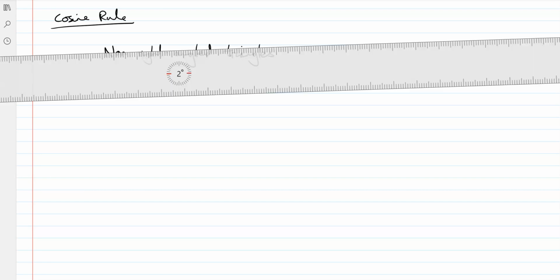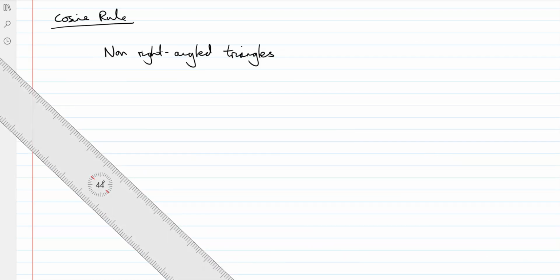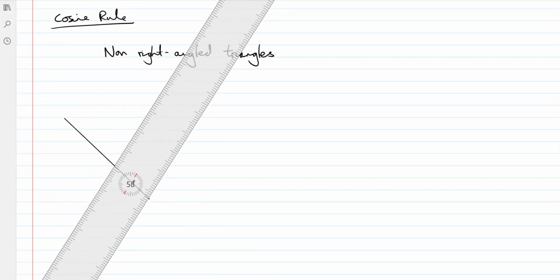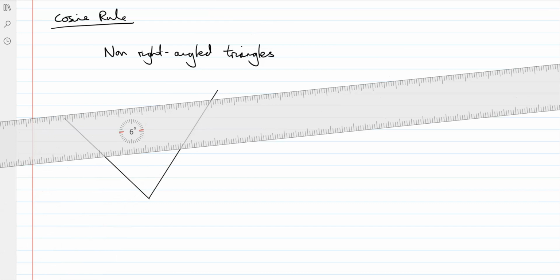So let's get ourselves a non-right angle triangle drawn up again. Ruler, pencil, keep it neat. Remember, you need to refer back to these notes, hopefully. You can always come back to these videos as well. So, non-right angle triangle.